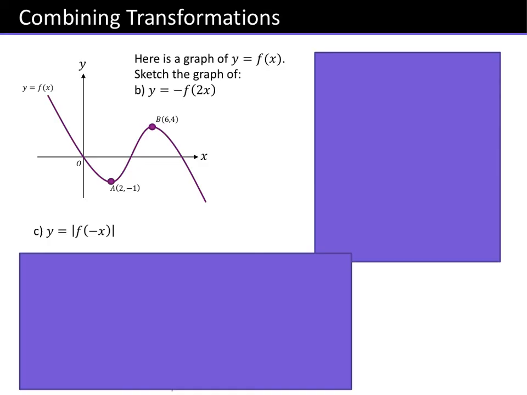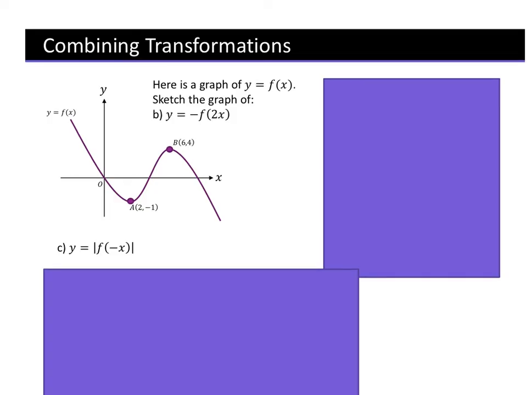So all we're going to do now is combine transformations, but just add in modulus. So here is a graph of y equals f of x. Sketch the graph of y equals minus f of 2x. So we know all the x coordinates need to be divided by 2, because inside the bracket, who does it affect? x, and I'm going to do the opposite. I'm going to divide them by 2. And then I've got a negative, so my y coordinates need to be multiplied by minus 1. Now that's actually a reflection in the x-axis.